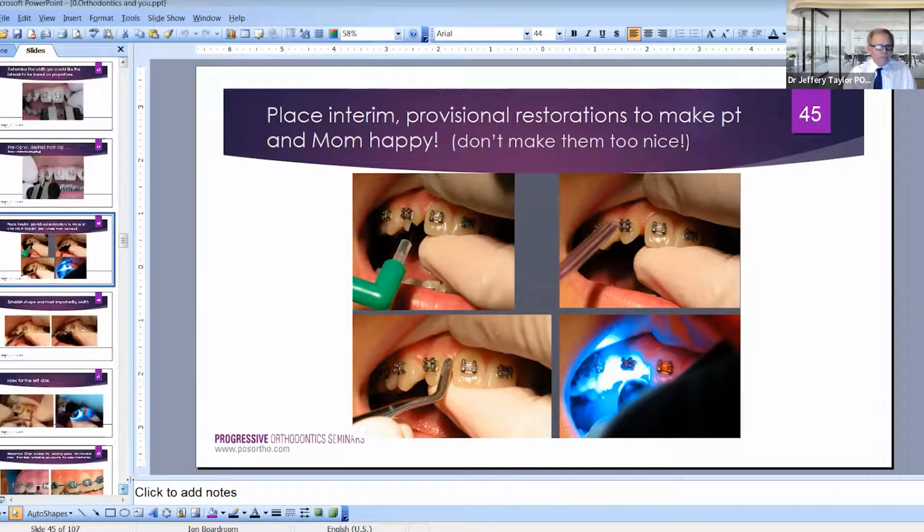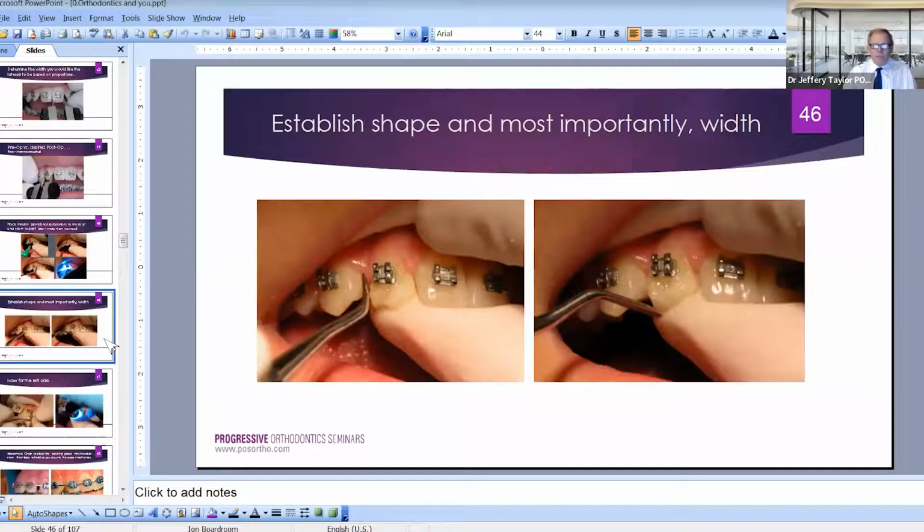And now scroll down again. Let's see if we do the other side.